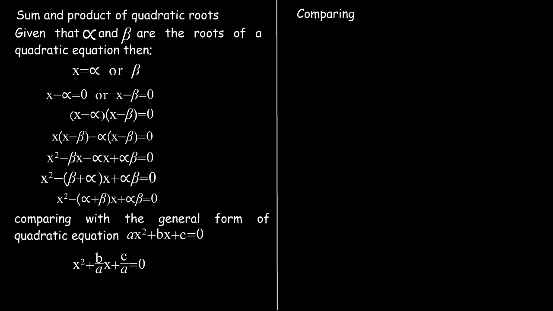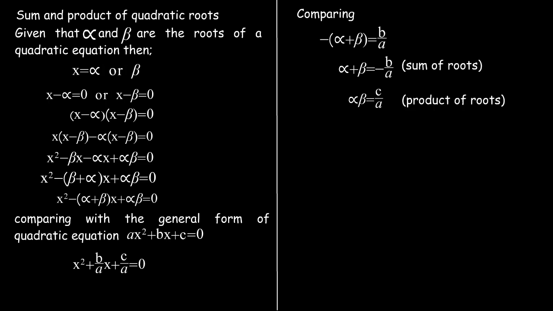Now comparing, minus (alpha plus beta) is equal to b over a, which should make alpha plus beta equal to minus b over a. This is the sum of our roots, and alpha beta will be equal to c over a, which is the product of the roots. Now from this derivation, we are able to get the sum of our roots to be equal to minus b over a, and the product of our roots to be equal to c over a.